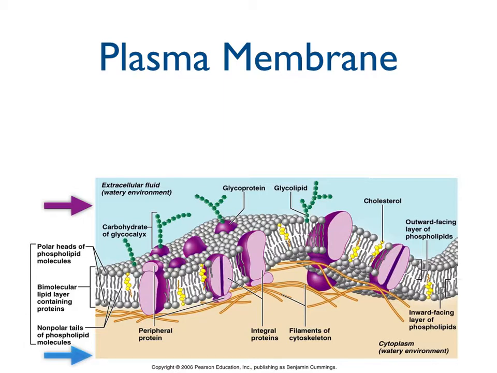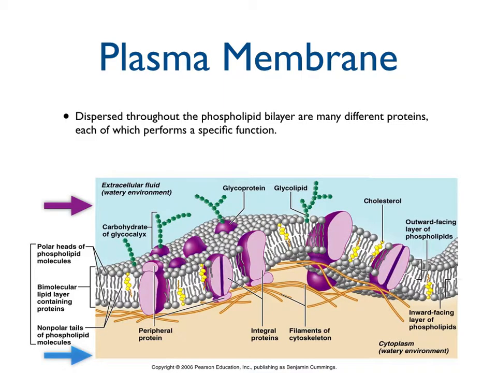In looking at the figure, notice that scattered throughout the phospholipid bilayer there are a number of proteins. These membrane proteins actually float throughout the bilayer, and because they move, the structure of the plasma membrane is often referred to as the fluid mosaic model.